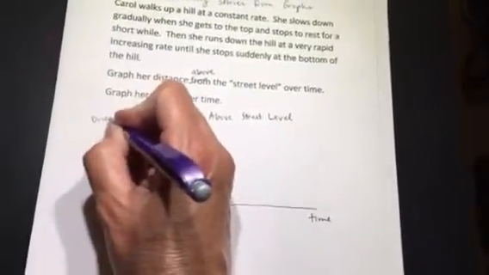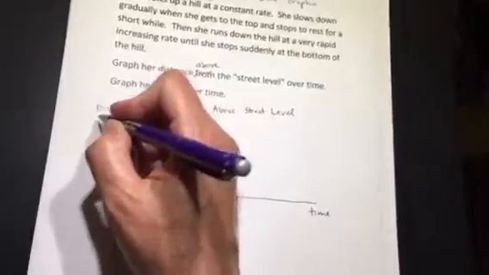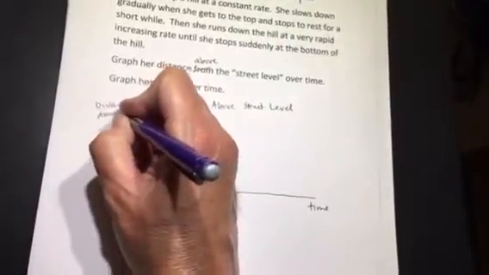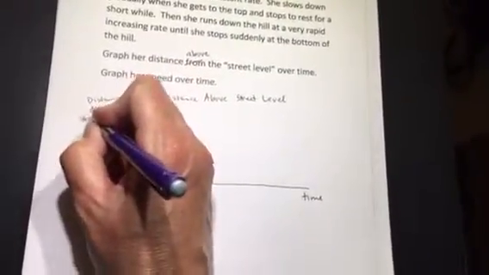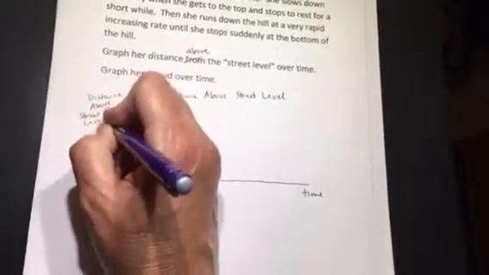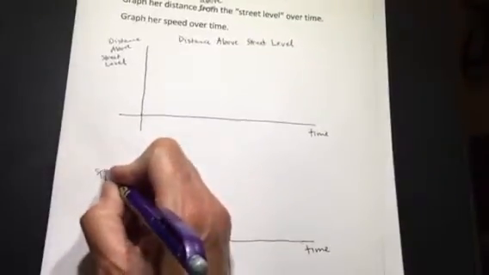The vertical axis would represent what? The distance. Distance above street level. On the second graph, what does the vertical axis represent? Speed.